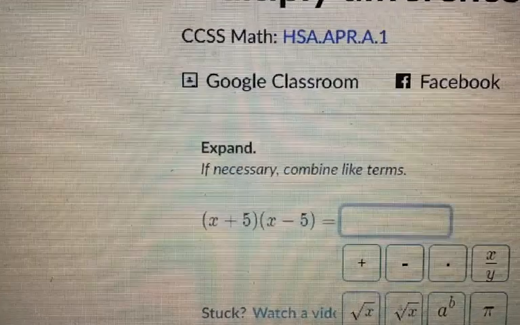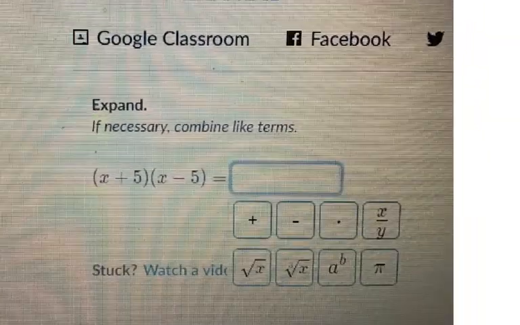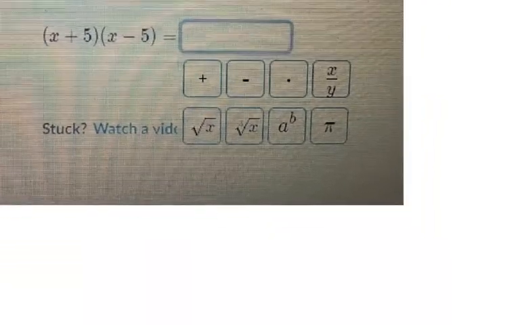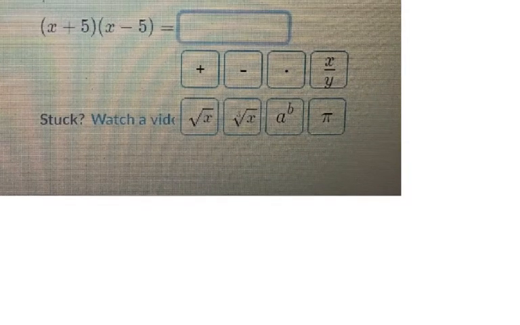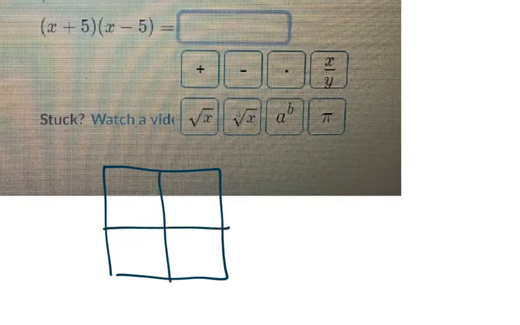And this is what I got. Multiplying difference of two squares. So, how am I going to do this here again? Why don't we just use a box in case you don't know how it works. And I'm going to do x plus 5 and x minus 5 across the top, right? And let's just go ahead and do it.